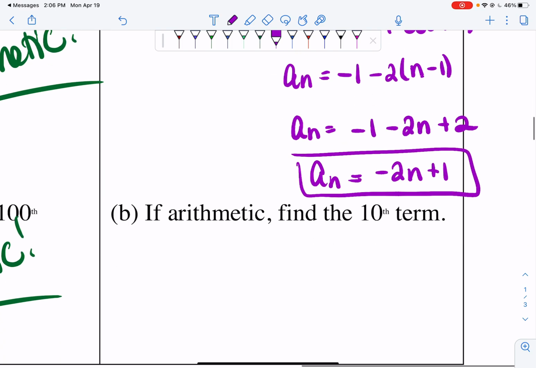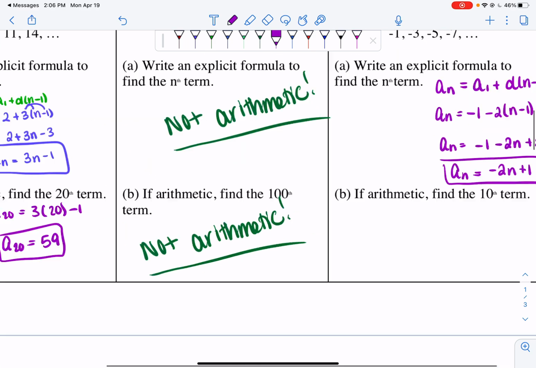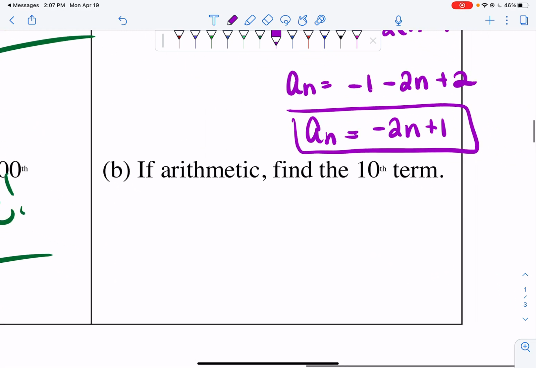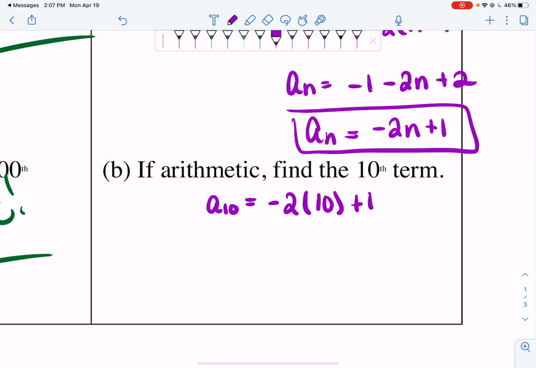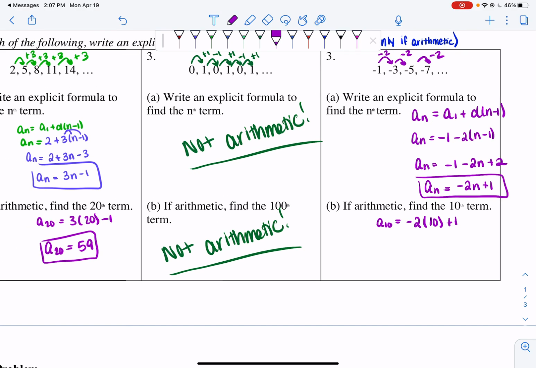The next question says, if it's arithmetic, find your 10th term. So I'm going to plug in 10 for n. So I have a sub 10 equals -2 times 10 plus 1. And again, try to do it in your head. -2 times 10 is -20. -20 plus 1 is -19.